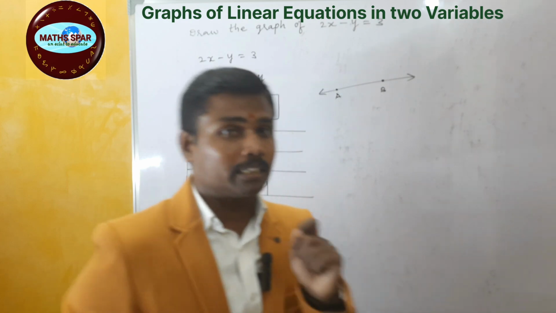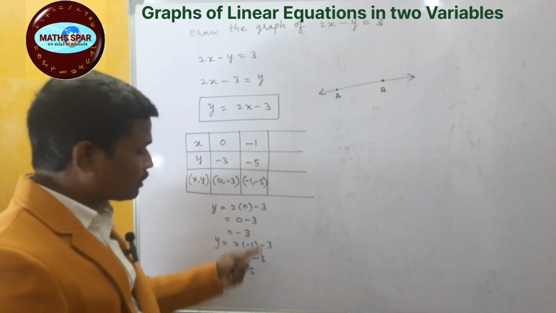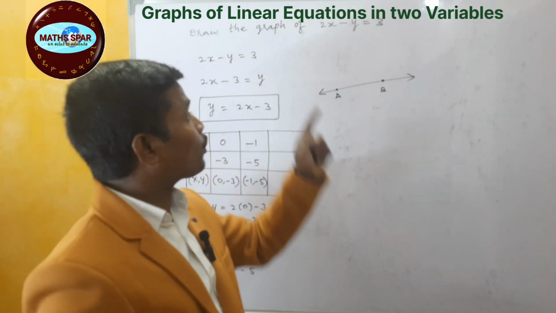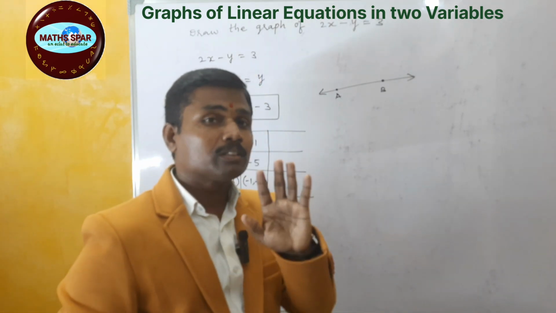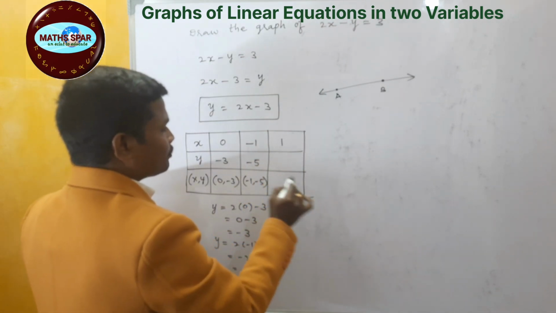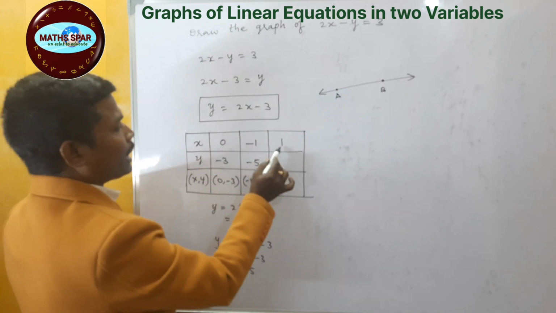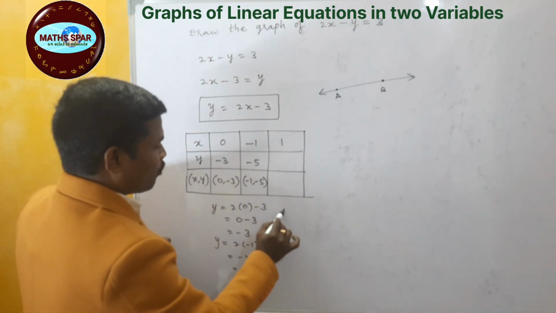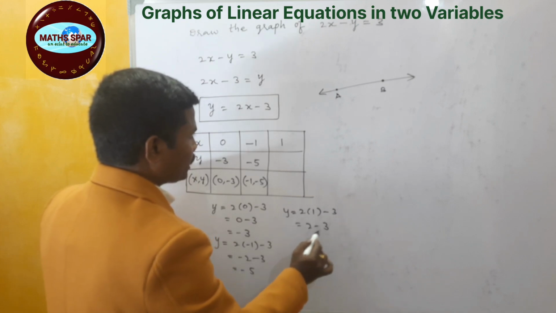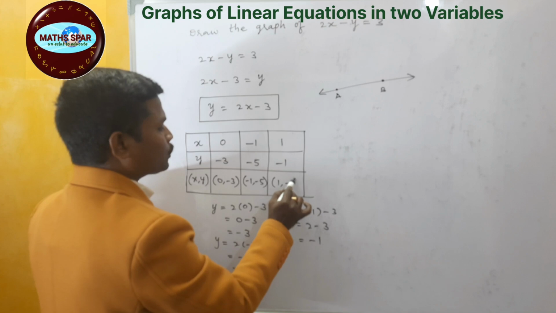But suppose you are wrong in some calculation while finding the value of y, your line may be drawn wrongly. So take one more independent variable, that is, x as 1. Then y is 2 into 1 minus 3, that is 2 minus 3, that is minus 1. So 1 comma minus 1.